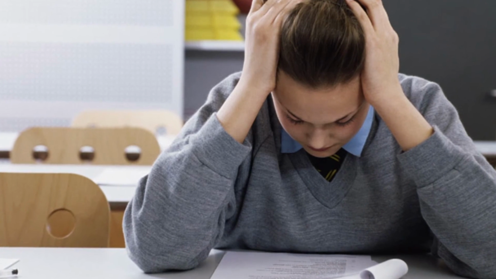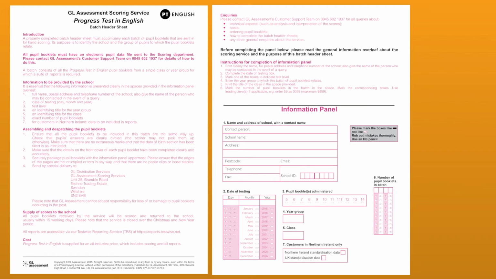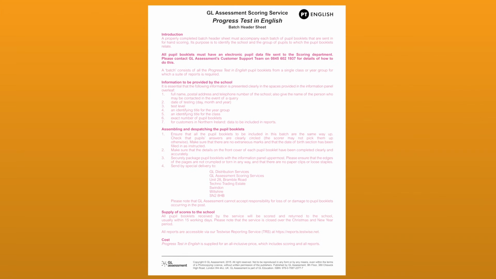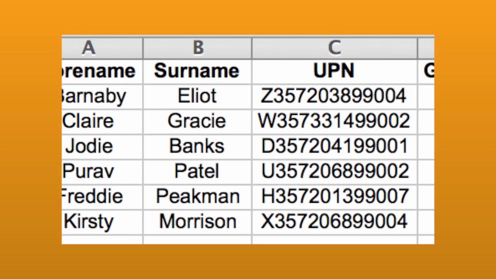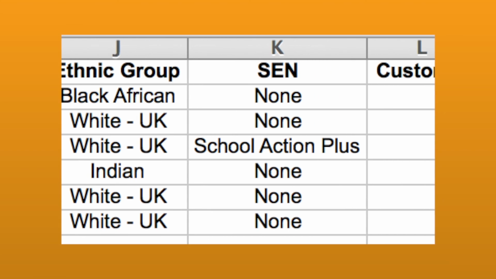There are some important things to do after completing the paper test. At the end of the final session, the booklet should be collected and 1 batch header sheet should be completed for each level. The batch header sheet is provided with every order and is also downloadable from the GL Assessment website. One of these needs to be completed for every level of test returned for scoring. There are detailed instructions on the batch header sheet about how to fill this in and where to send the booklets. You must also complete a data file containing information about students whose booklets are to be scored.